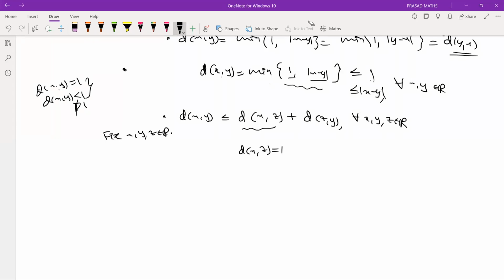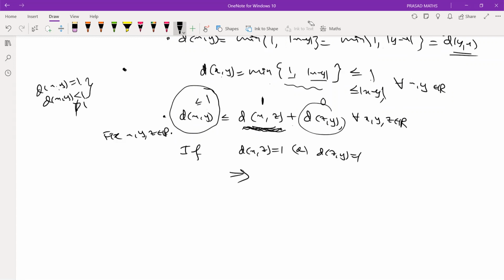So I'm taking the first case. If either of them has distance 1, that is, the distance between x comma z is 1, or the distance between z comma y is 1, is the inequality true? If the distance between x comma z is 1, what happens? The left side is less than or equal to 1, because the distance between x comma y is always less than or equal to 1. The right side is 1 plus some non-negative constant. So this inequality always holds.